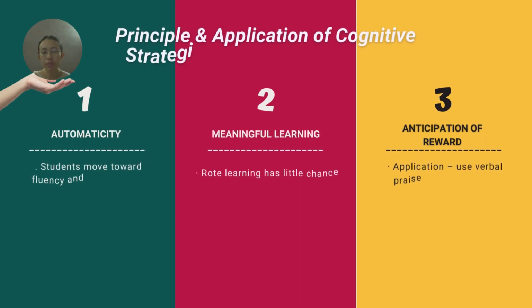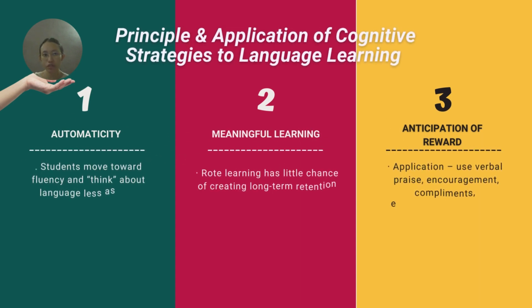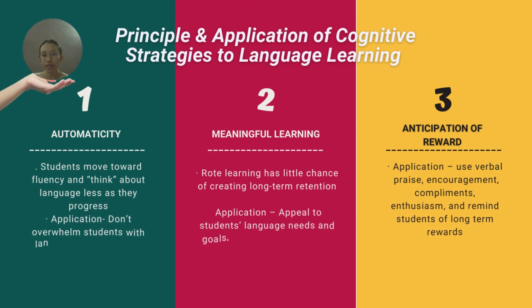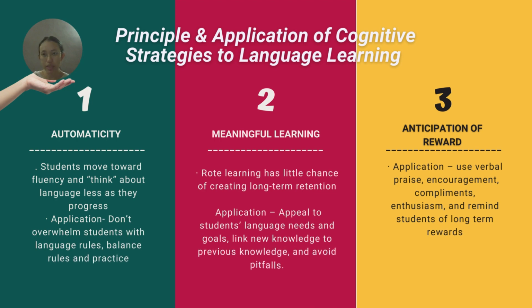So I will be presenting on the principles and application of cognitive strategies to language learning. So the first principle is automaticity. Students absorb language automatically, and then they move toward fluency and think about language less as they progress. The application of cognitive strategies in this principle is that we shouldn't overwhelm students with language rules, and should balance rules and also practice.